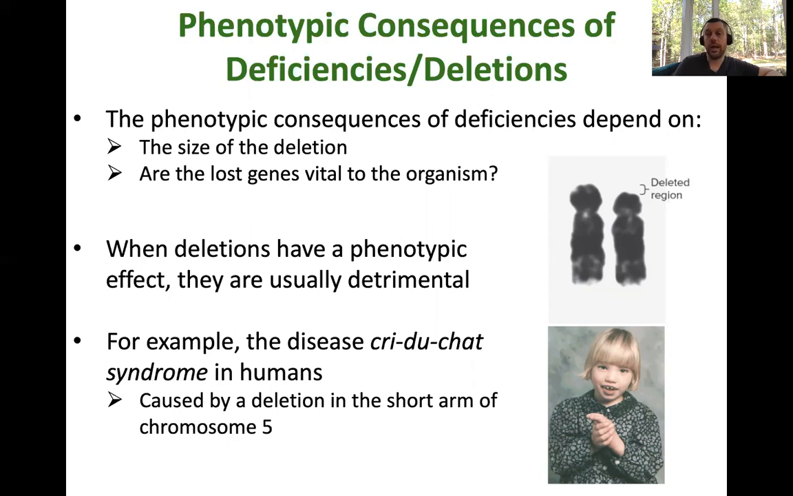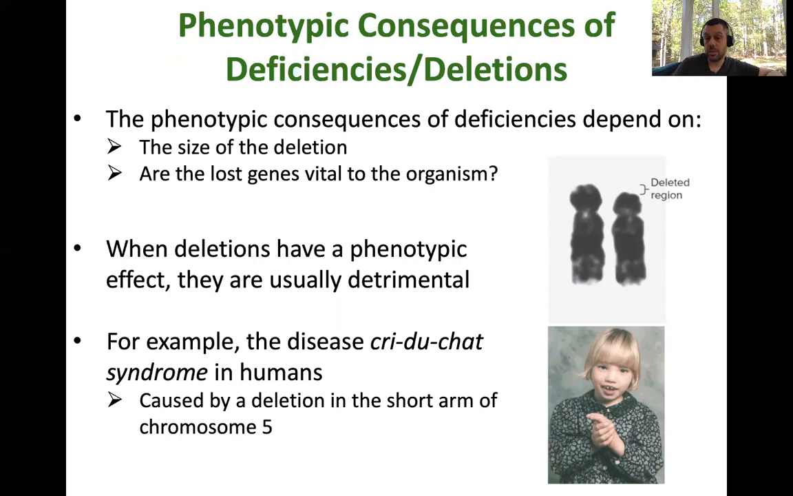or not. Now, as you would expect, normally when there's a deletion and there's a phenotypic effect, it's usually detrimental to the health of the organism. One example of this is a disease called Cri-du-Chat syndrome in humans, and this is actually a deletion of the short arm, or the P arm, of chromosome 5. So on the right here, we see two versions of chromosome 5. You can see the centromere is right here, where the kind of pinching in is. So we're looking at the short arm, and we've lost close to half of the short arm.